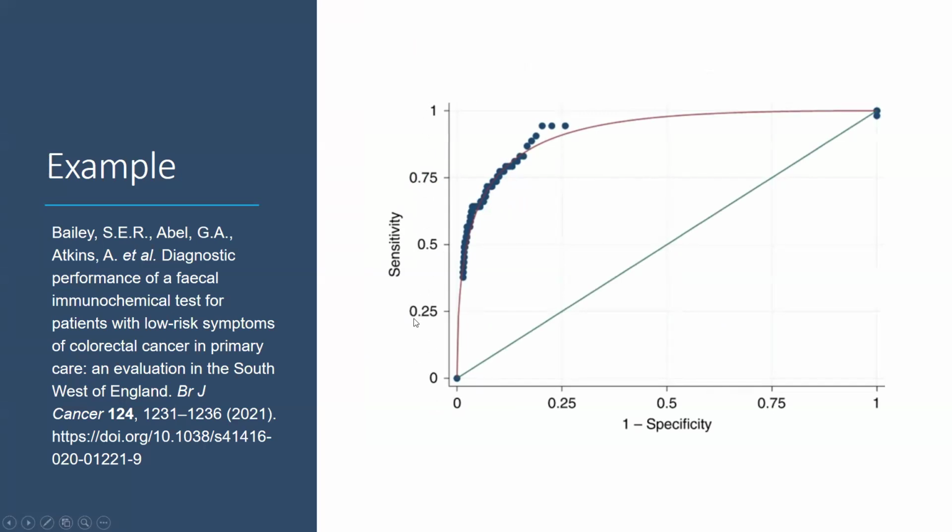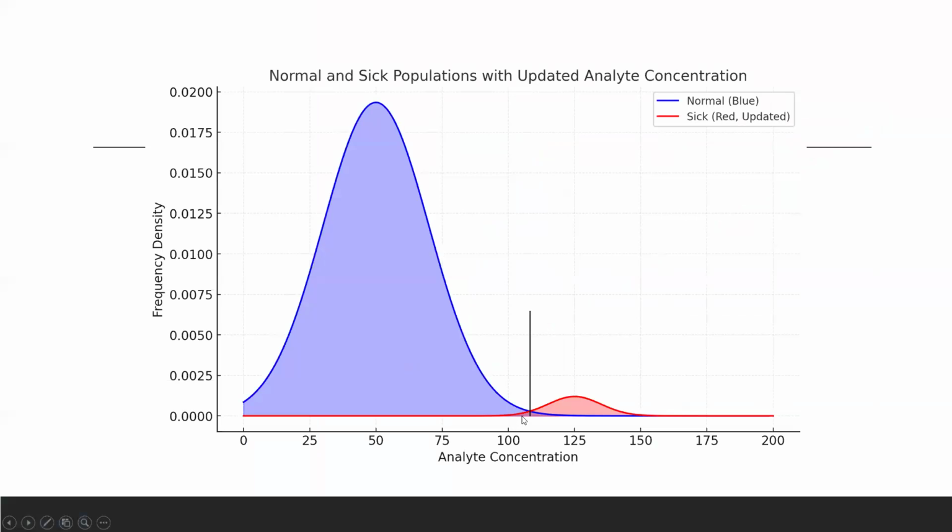Sensitivity is plotted on the y-axis, and 1 minus specificity is plotted on the x-axis. Sometimes the y-axis is called the event detection rate, and the x-axis is sometimes called the false alarm rate. Now, you can see the sensitivity is this part of the red-pink population here, this proportion compared to the overall proportion, using this as a cutoff. And the 1 minus specificity, sorry, is this area of the blue curve that comes after the cutoff.